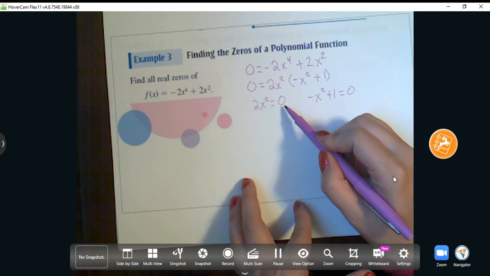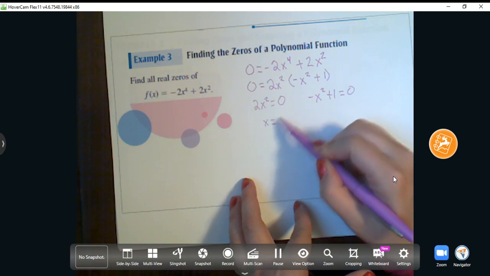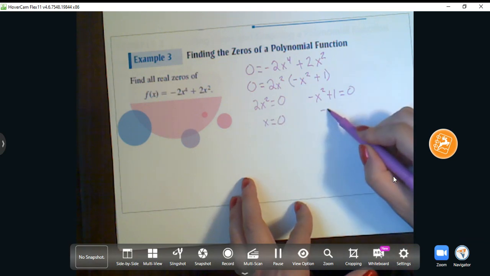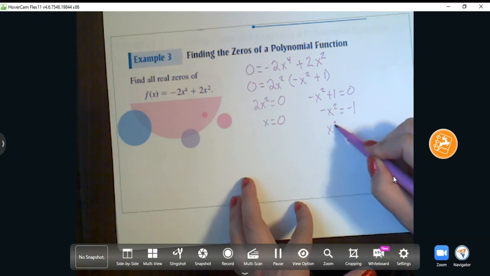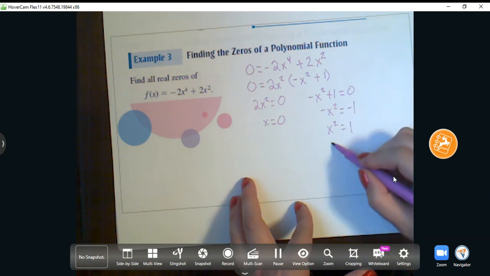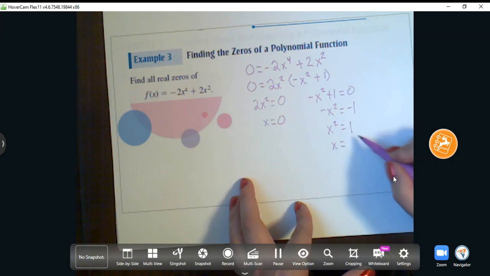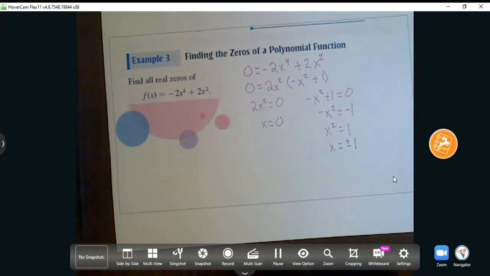So I would divide by 2, take the square root, so we just get 0. Here I'm going to subtract 1, divide by 1, and then take the square root. But be careful on this because remember that when we take the square root, we have to add a plus or a minus.